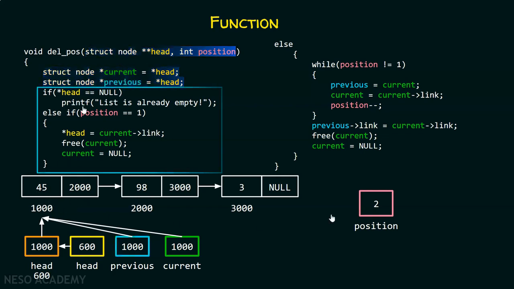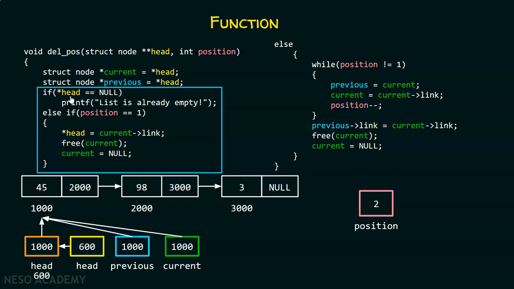And here we are checking this condition, is star head equal to null? You can see over here we are checking star head equal to null and not head equal to null. We know that this head is local to this function, right? And it contains this address 600. But we need this address 1000. That is why dereferencing is required. That is, we will put star in front of head so that we can get access to this particular head. So here we will get this address 1000.